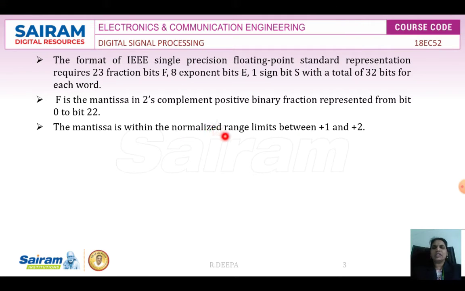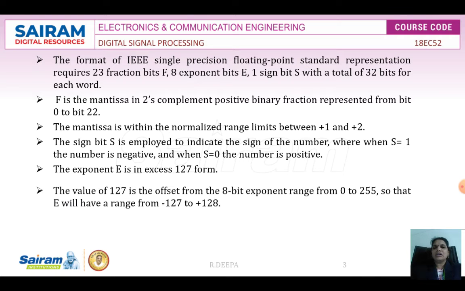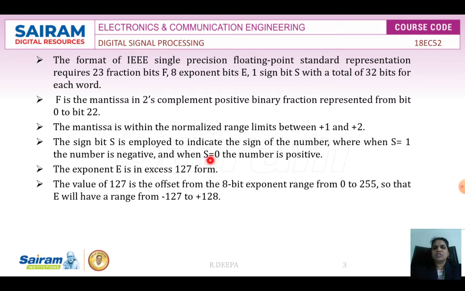Also this mantissa is normalized between the range +1 to +2. The sign bit, as you know, is used to represent whether the given number is positive or negative. When s is 1, the number represents a negative number. When it is positive, that is s is equal to 0, then we can say that the number is a positive number. And also the exponent, as you observe, is in excess of 127 form. That is, the e will have a range of -127 to 128.